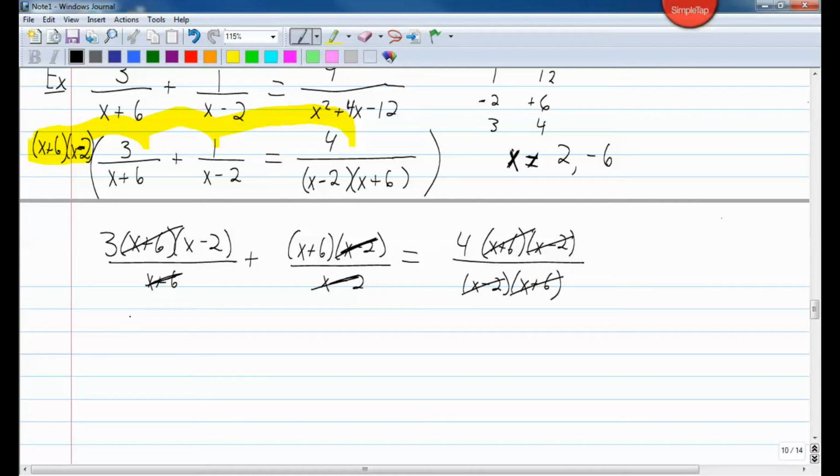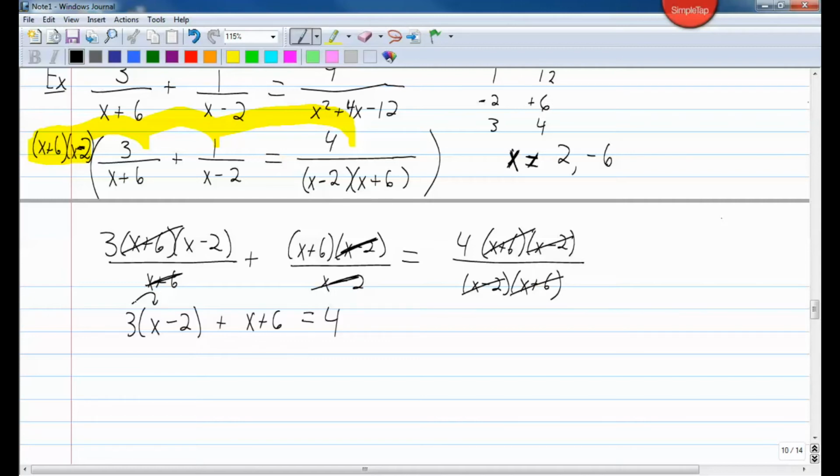So I have 3 times x minus 2 plus x plus 6. Now since this was a plus and it was only this thing in parentheses left over, I dropped the parentheses. If that would have been a minus, I would need to keep it in parentheses. So equals 4.